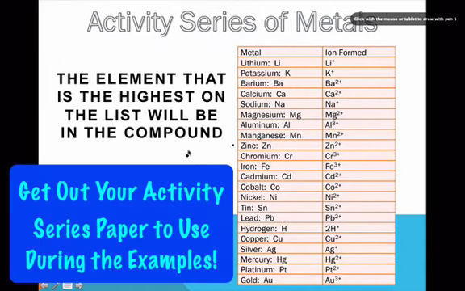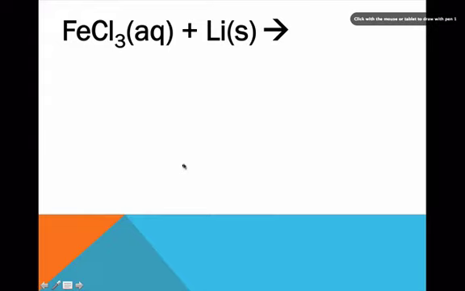So the element that is the highest on the list will be in the compound. The most reactive metal needs to be in the compound. That means if it's already there, then nothing will happen. No reaction will take place. So let's do some of these as an example.